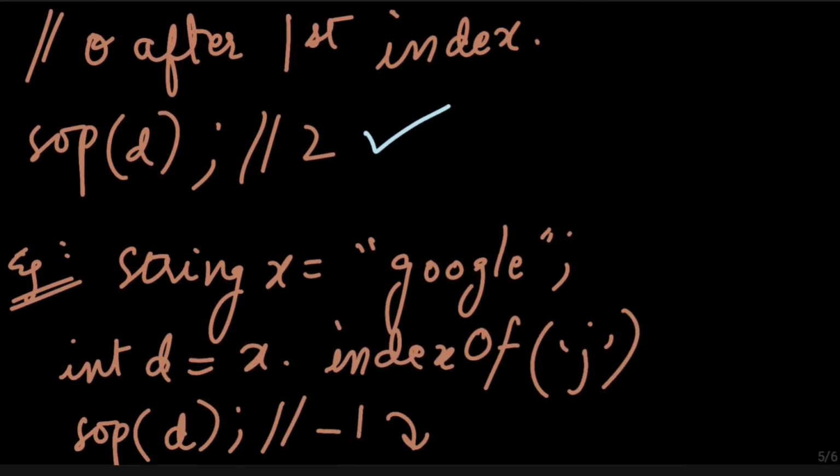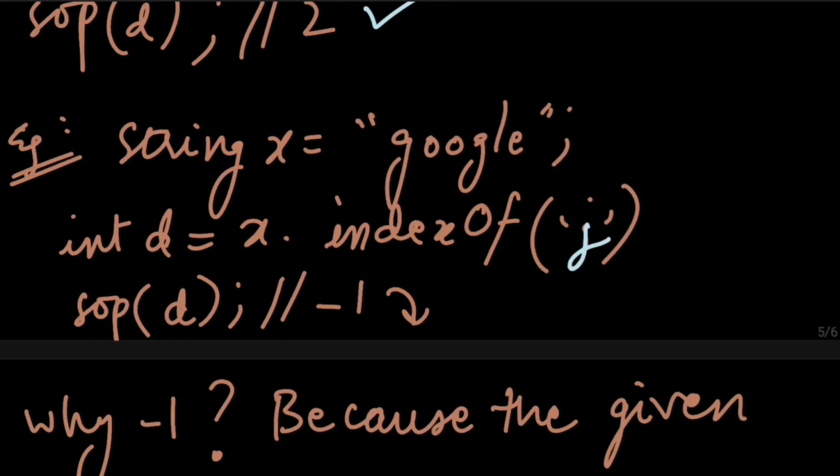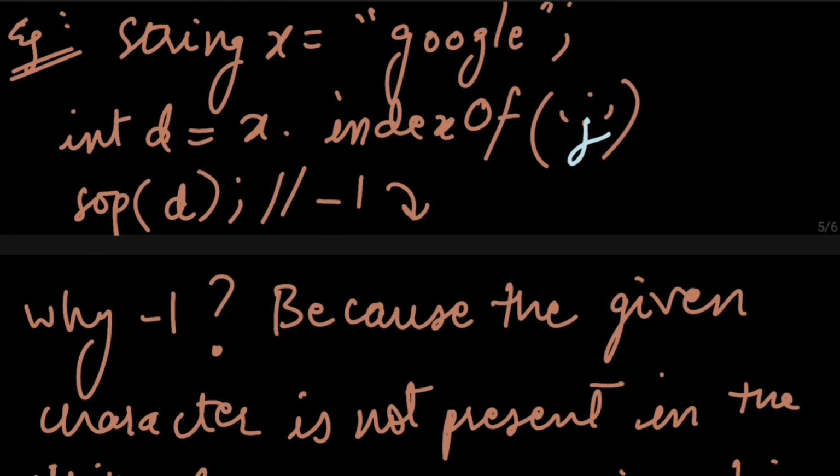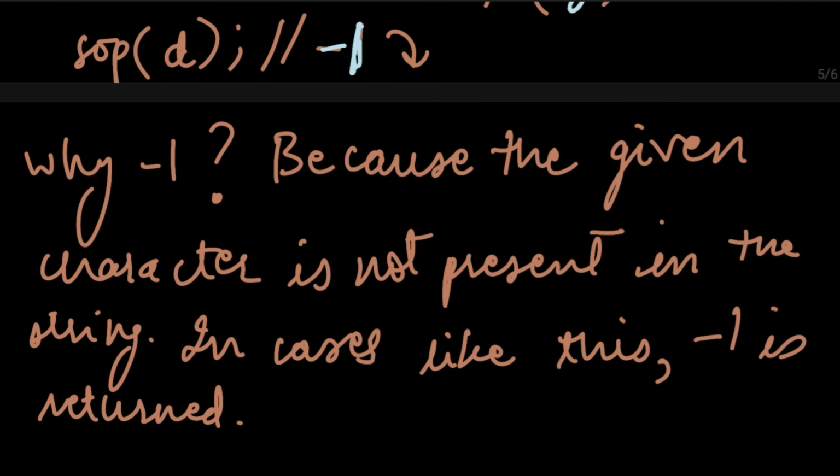Another example here. Now I have string x as Google, and I have written here indexOf J in the string x. Google does not have any J in it. Now what will be returned in this case? The value of d will be returned as -1. Why? Because the given character is not present in the given string, and in cases like this where the character is not to be found in the string, -1 is returned.